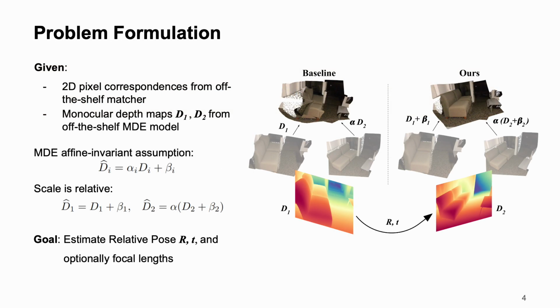In previous work that tried to utilize monocular depth priors for pose estimation, typically only a single scale is considered. In our formulation, we not only consider a relative scale between the 2 depth maps but also model 2 offsets, or shifts. Formally, given 2D pixel correspondences from some off-the-shelf feature matcher and the monocular depth maps D1 and D2 predicted by some MDE model, the goal is to estimate relative rotation R and translation T and optionally the focal lengths, by explicit modeling of the relative scale alpha and shifts beta 1 and beta 2.